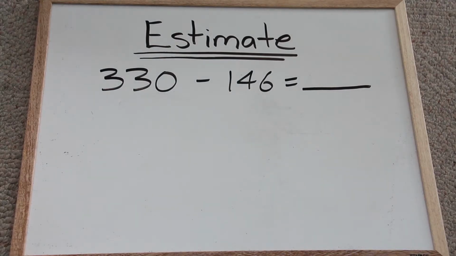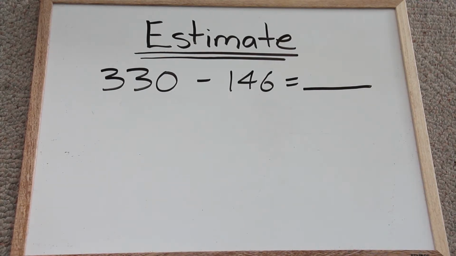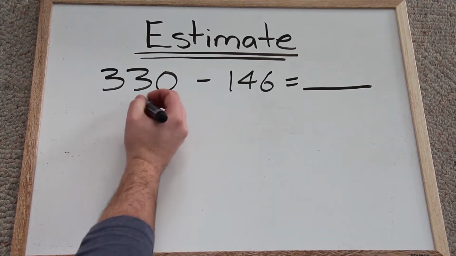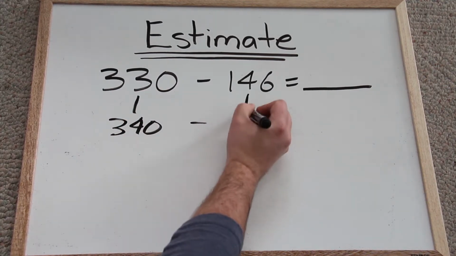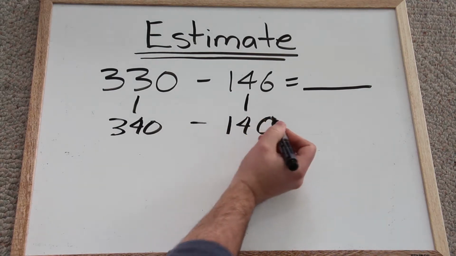We will start by estimating the difference to our equation. Being able to estimate is an important skill because in real life you don't always need an exact answer. One way to estimate is to make the numbers easier to work with. In this case, I changed my minuend to 340 and my subtrahend to 140.